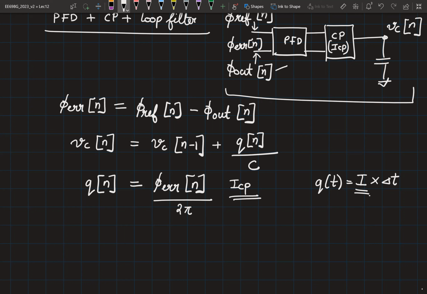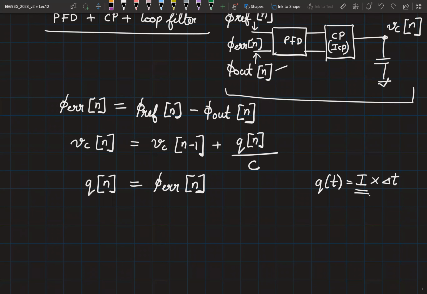What does that correspond to? Can you tell me in terms of this phi error? Phi error by omega ref. Is that clear? So phi error is the phase difference between the reference and out. And corresponding to that phase difference, we have ICP flowing into the capacitor.